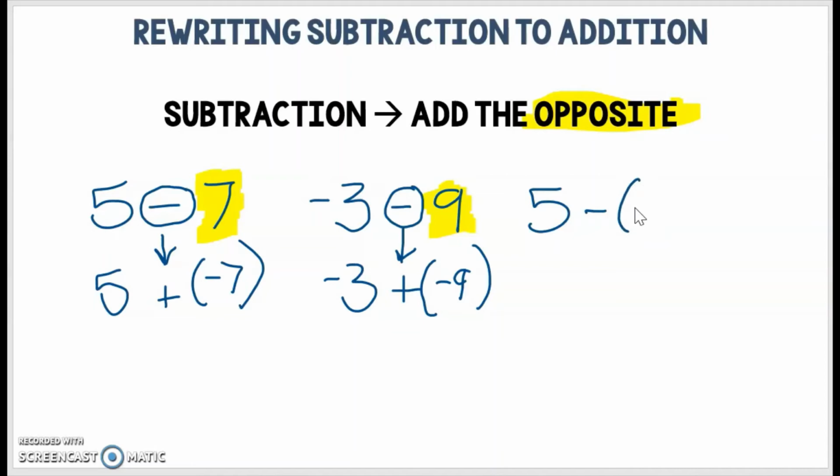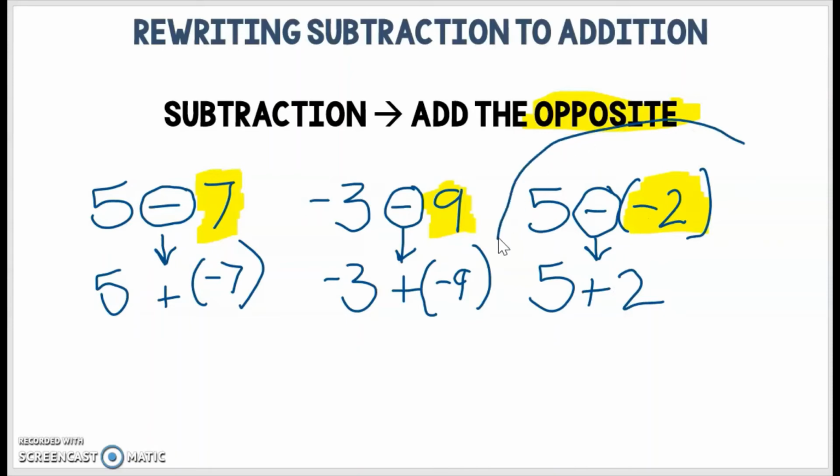Okay, and then with this one you can really see the advantage of writing subtraction as an addition problem. Let's go 5 minus a -2. Again, we're adding the opposite of this second number here, because this symbol right here is my subtraction sign. So I have 5, and I'm going to change this to an addition, adding the opposite of -2, which is 2. And you can see right here the advantage of writing subtraction as an addition. 5 minus a -2 looks a lot more complicated and confusing than 5 plus 2, which we know is 7.